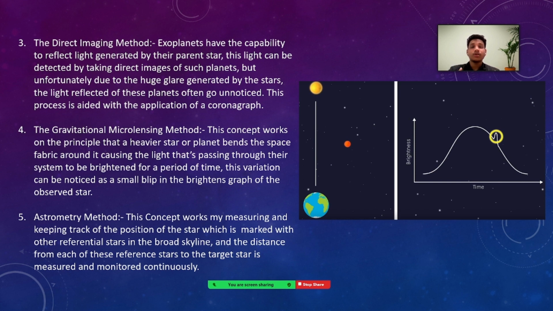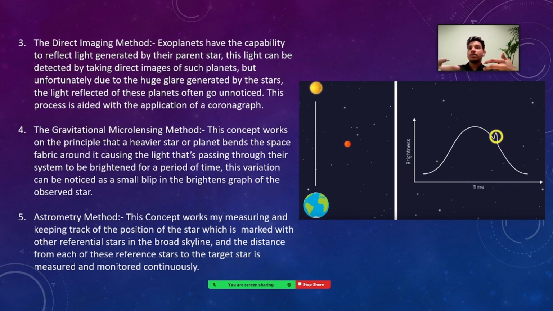The gravitational microlensing method. This concept works on the principle that a heavy star or a planet bends the space fabric around it, causing the light that is passing through their system to be brightened for a period of time. This variation can be noticed on the graph to the right of the screen, where a small blip originates when the light is bent, thereby causing a variation in the intensity of the brightness that is being emitted out of the system.